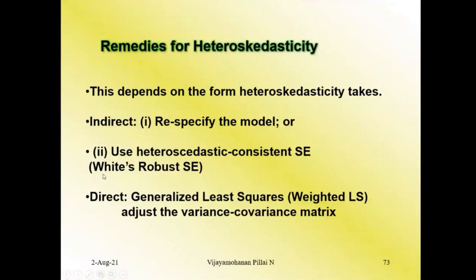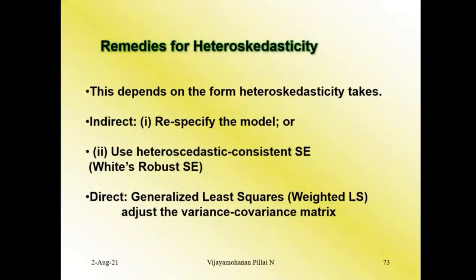The second remedy is a direct one, that is, we go for another least squares method, which is called the generalized least squares method or weighted least squares method. In this particular case, what we do is we adjust the data set completely so that we will get a homoscedastic error term for the given data set. With that homoscedastic data set, we go for our estimation as usual in the OLS. So that is the generalized least squares or GLS method.